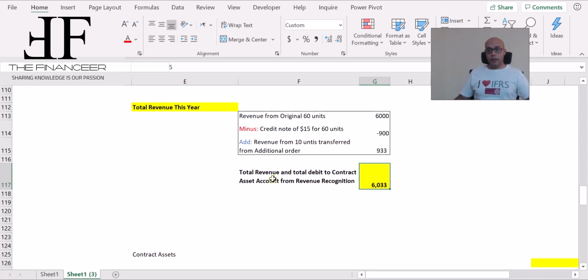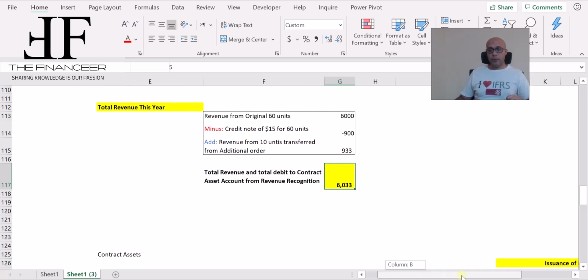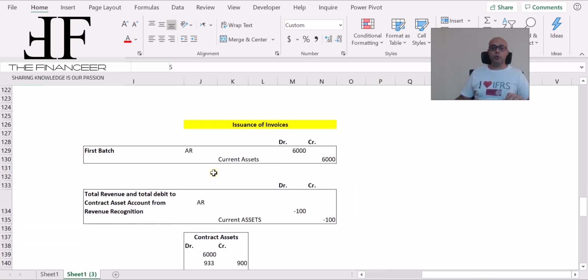Let's see. Again, remember that the total revenue recognized so far is $6,033, and this is the same balance in the contract assets account. So the contract assets account is the same value, which is $6,033. Now, let's see what will happen if the company issues the invoice.